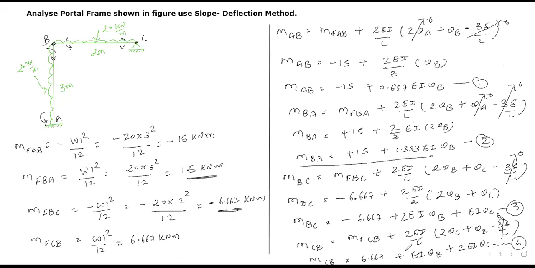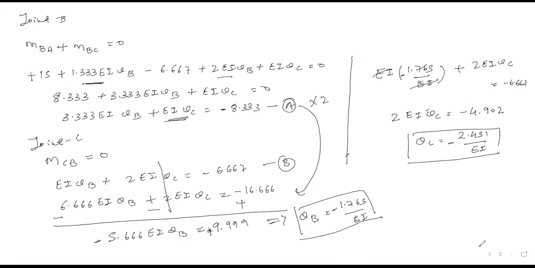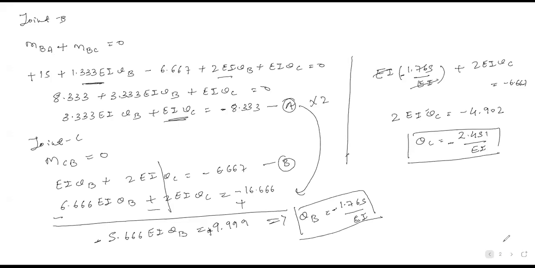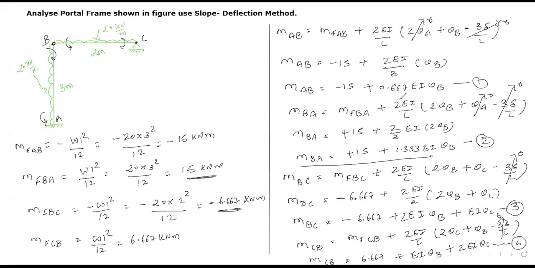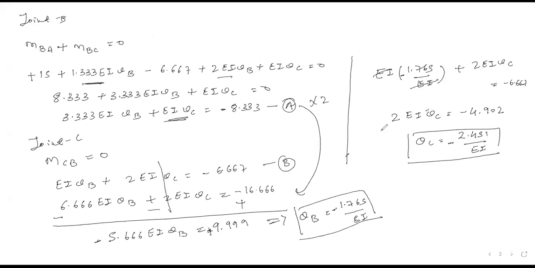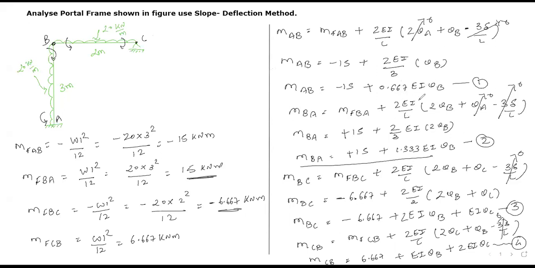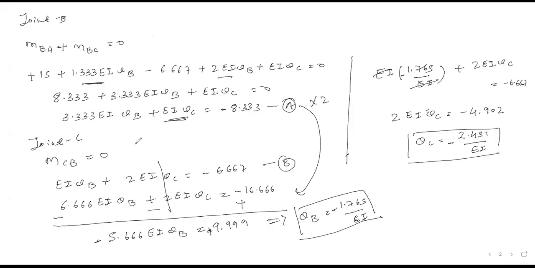1, 2, 3, 1, 2, 4. So we will get different end moments. So MAB, we have already calculated MAB: minus 15 plus 0.667 multiplied by theta B. Okay, just here theta B needs to be multiplied. That is negative. That's the reason we will subtract it. Minus 1.765.